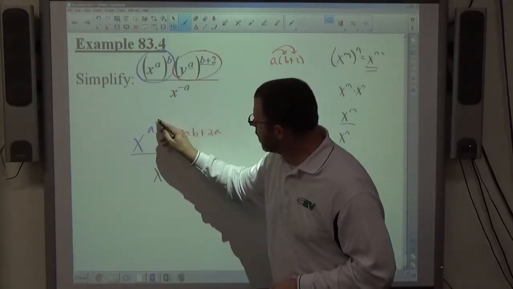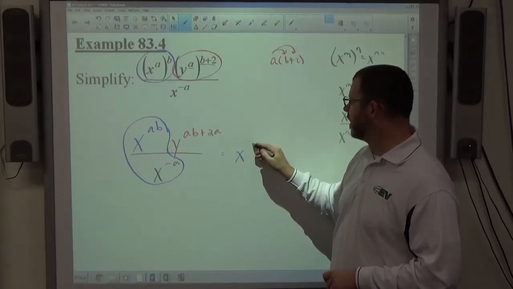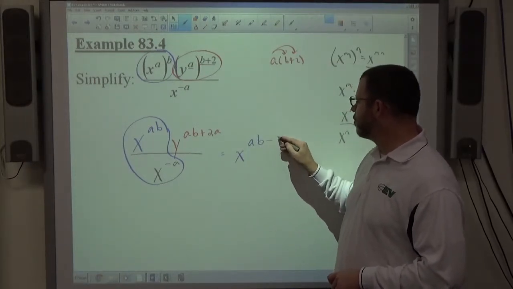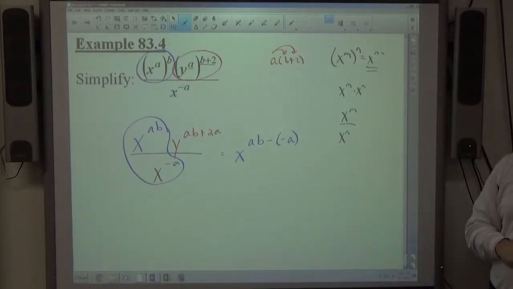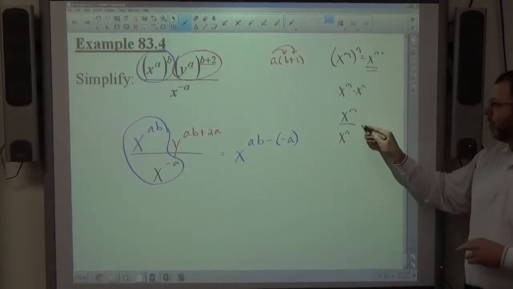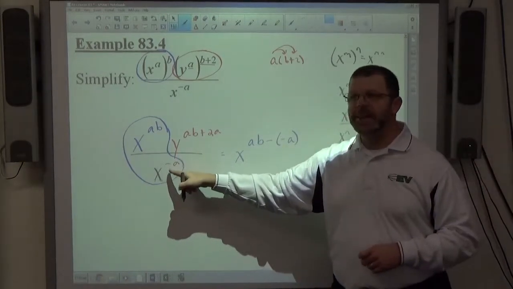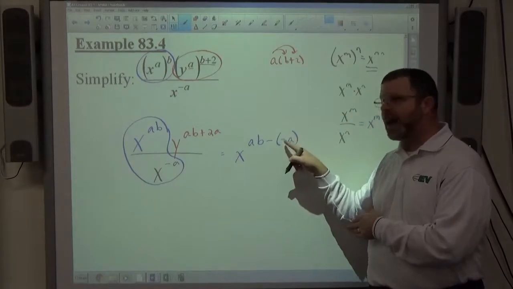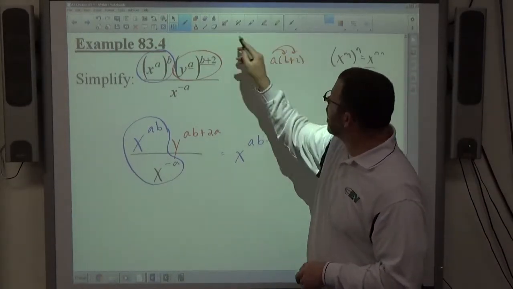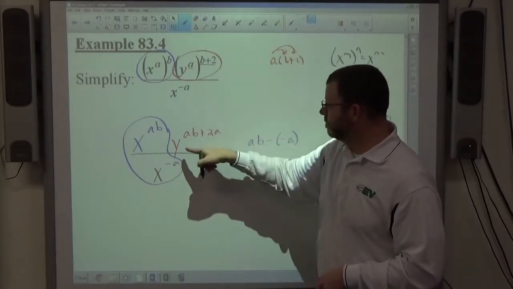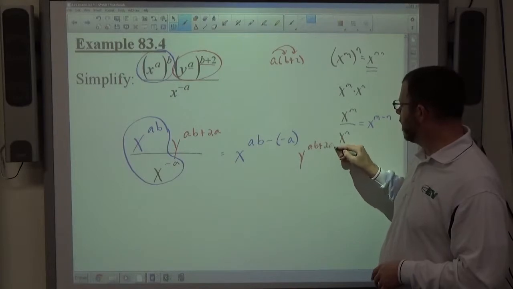So we have to focus on the x's. The rule tells me I'm supposed to take the top power, ab, and subtract the bottom power. The bottom power is negative a. Again, I'm simply applying the rule. The rule says this, top minus bottom. The bottom is negative, but again, you subtract the bottom, so minus negative a. And then notice the y is just the y, so nothing happened to that. ab plus 2a, can't make that any prettier than that.